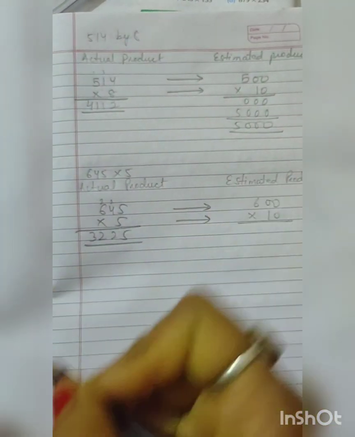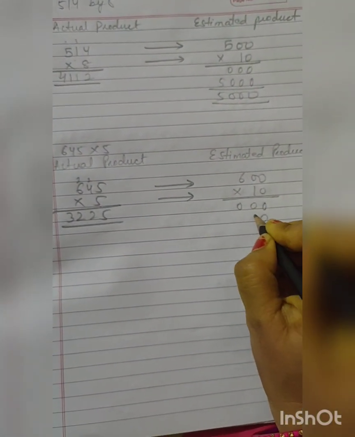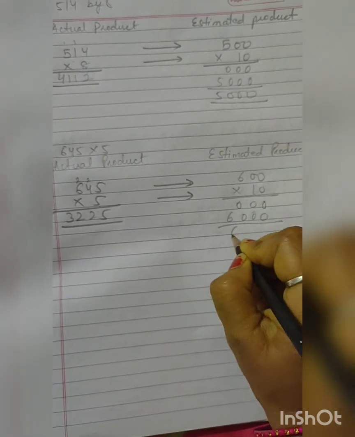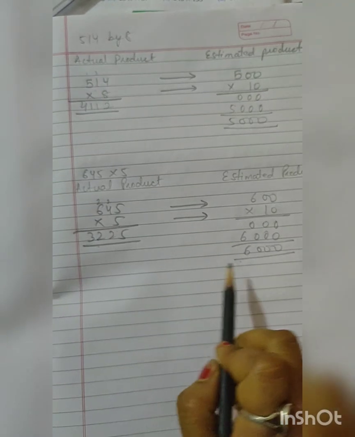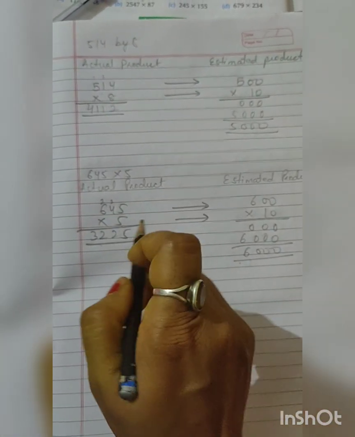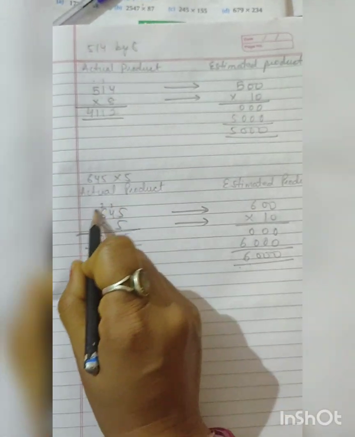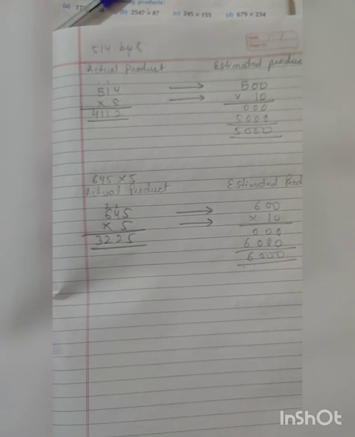It is double because 5 is there, and when we round off it to nearest tens, it will become 10. So it is almost double. So the estimated product is 6,000 only. See, this is almost double. So whatever the number is, you have to round off to the nearest, to the greatest place only.